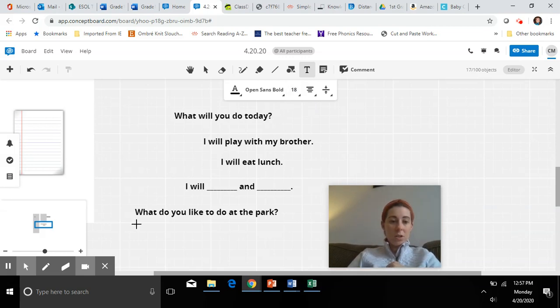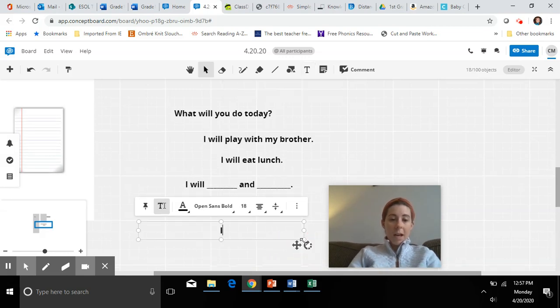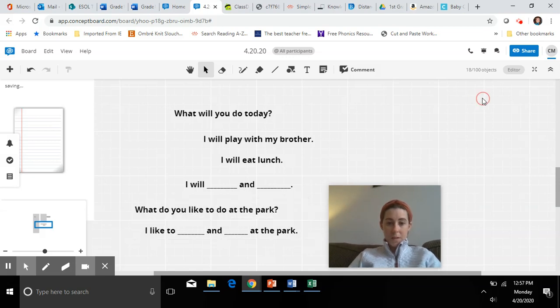Okay? So your sentence frame looks like this. I like to blank and blank at the park. If you have written these 2 sentences, I would love to see them.